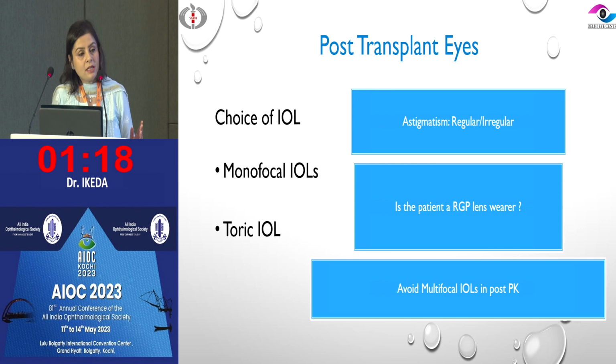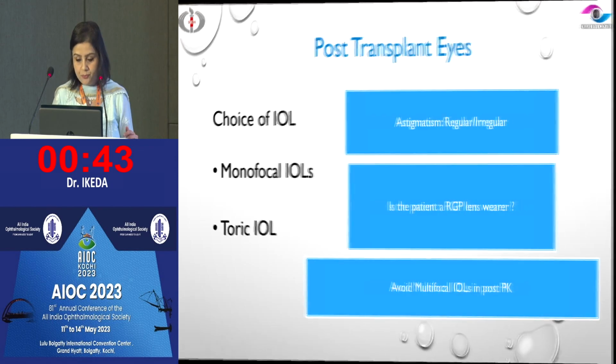When we look at the astigmatism on the topography, if it is regular, we could think of using a toric IOL. If the patient is an RGP or a scleral lens wearer, then we have to absolutely avoid toric IOLs because it's very difficult to correct an astigmatism that has been corrected at the IOL plane later on. Toric IOLs are useful when the astigmatism is regular, when the topography is stable and it is repeatable. In a full thickness penetrating keratoplasty, I would avoid multifocal IOLs, but we can plan multifocal IOLs in patients who have undergone DSEK or DMEK.